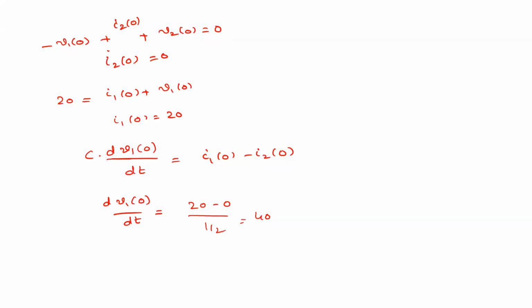Is this correct? Yes, sir. Okay. So what is the next step? What is the next thing we need to find? dV2. Also, the loop method for dV2.